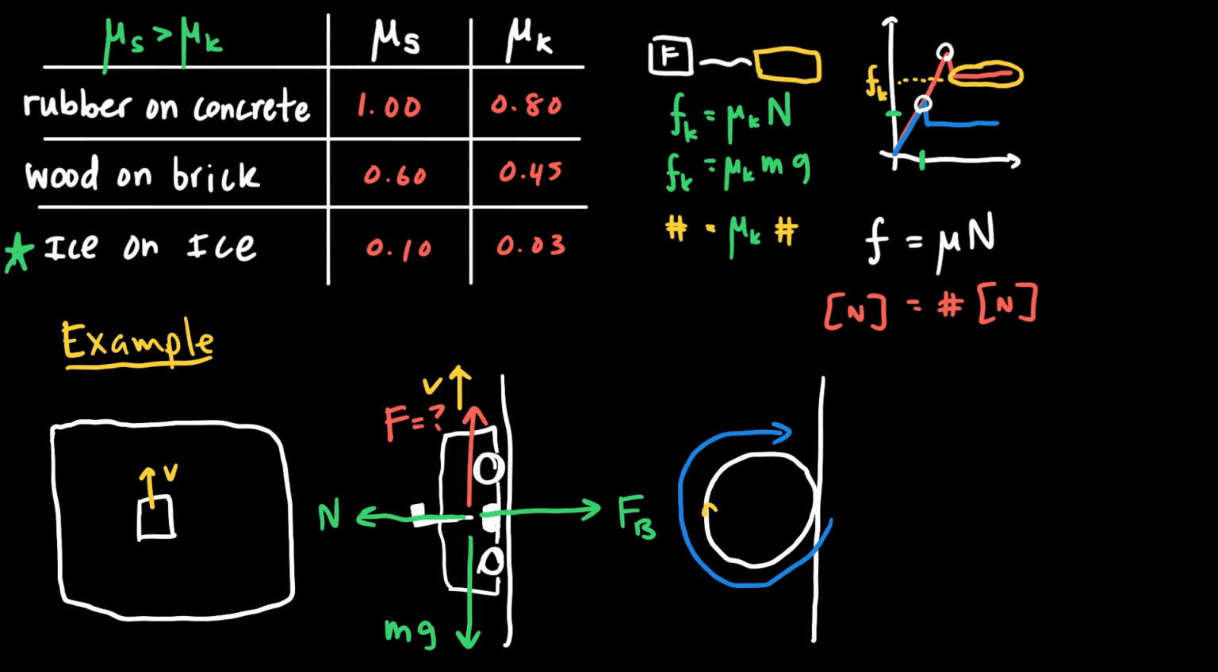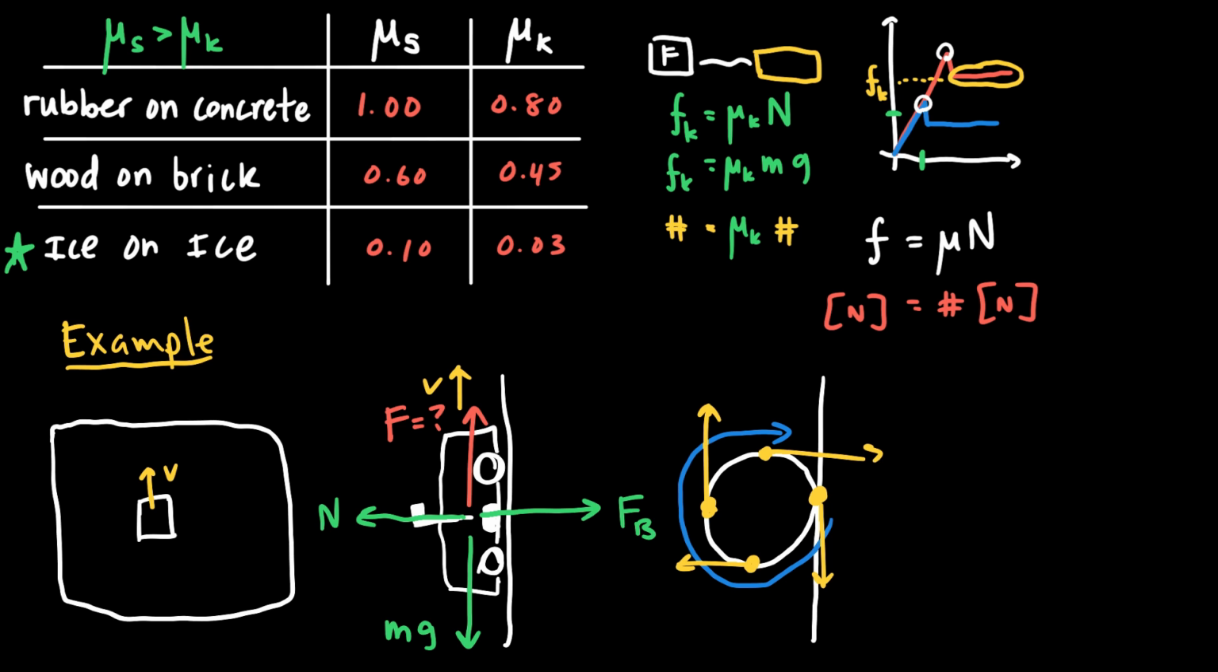At this point, the tire would be moving up. At this point, the tire would be moving to the right. At this point, the tire would be moving down. And at this point, the tire would be moving to the left. So at each point along the tire, the direction of motion of the tire is in a different direction.